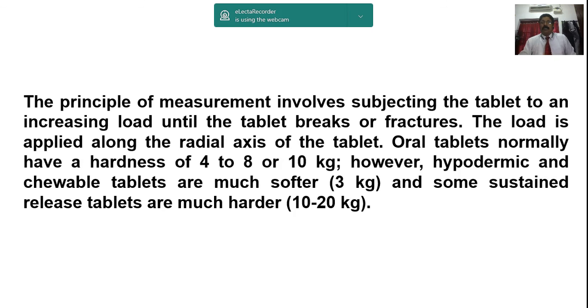Oral tablets normally have a hardness of 4 to 8 or 10 kg. However, hypodermic and chewable tablets are much softer, around 3 kg. And some sustained release tablets are much harder, 10 to 20 kg. So all students have to know these parameters.